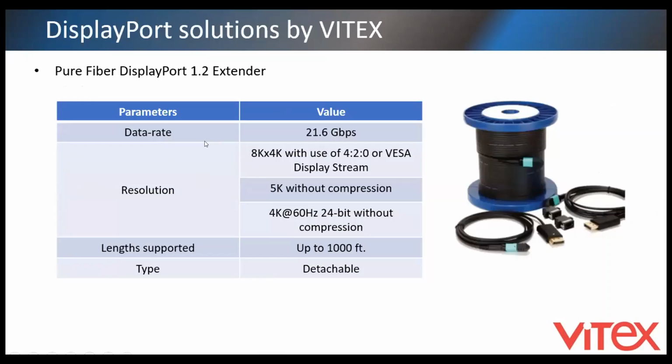Vitex also offers the detachable type cables, which are the pure fiber DisplayPort 1.2 extenders. They can support the highest bandwidth of 21.6 Gbps as standardized by VESA. The resolution they support is 8K with 4:2:0 compression ratio. They can also be used for 5K without compression and 4K at 60 Hz with 24-bit without compression. They can support lengths up to 1,000 feet because you need to be using them to be running through the conduits. So naturally, they can provide a higher range.